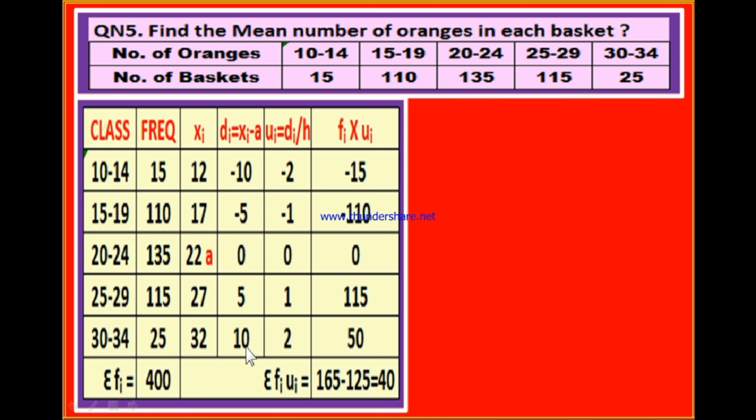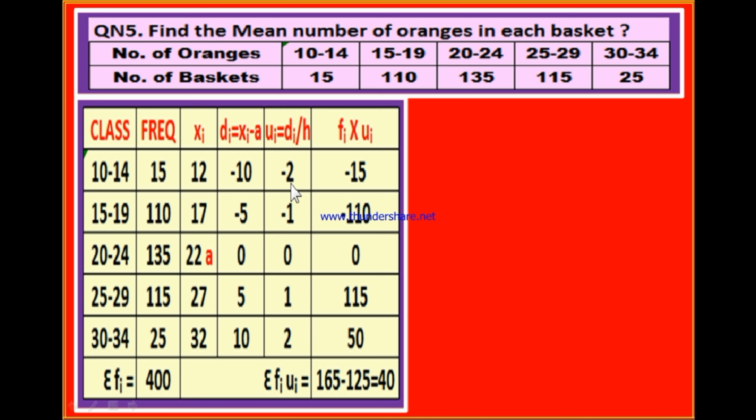These are the deviation columns. After writing deviation di, the next column is for ui. Ui equals di divided by h. H means the height of the class. The height of the class is the difference between any two successive lower boundaries, or any two successive upper boundaries, or any two successive mid values. The difference is always 5. Therefore, the height of the class is 5. So, you have to divide all these values by 5.